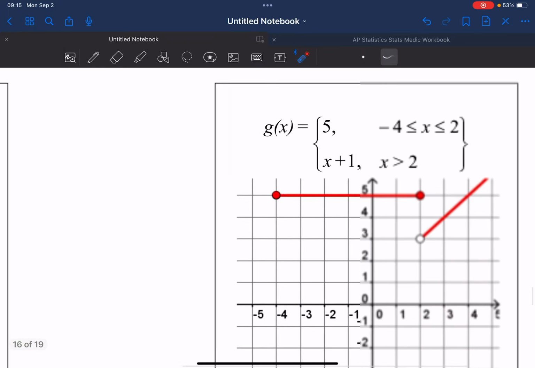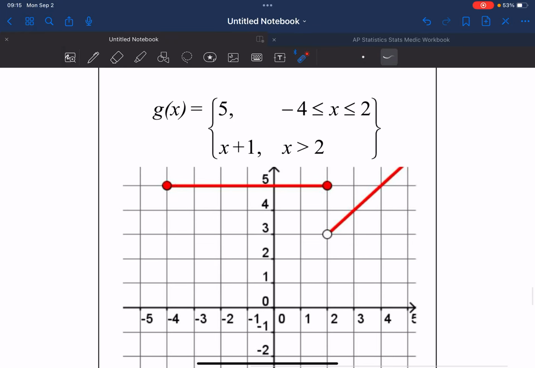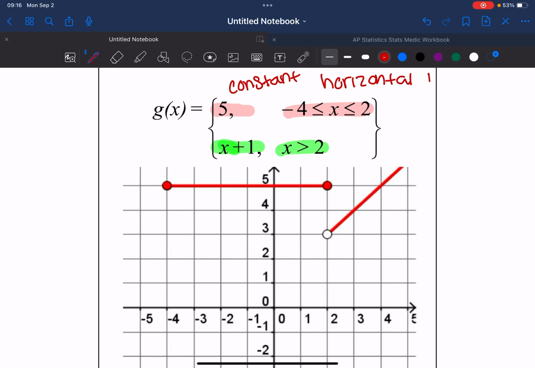Okay. And then looking at this one, we again have two expressions. We have a constant function on this domain, and we have a linear function on this domain. Okay. Remember, when you see just a number, this is a constant function. A constant function always gives a horizontal line. So our constant function in this case is this horizontal line here. And then we can tell on the other side that this is our linear piece.